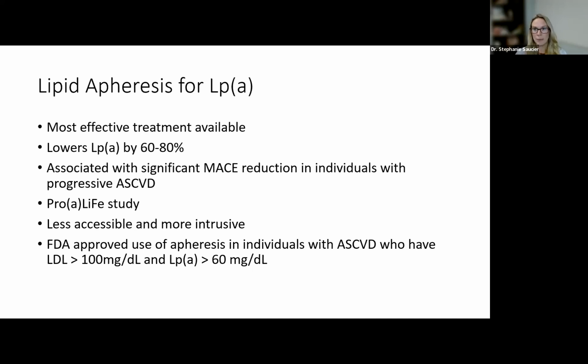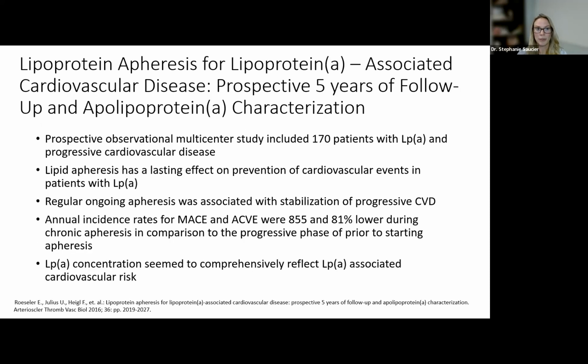Now, the problem with lipid apheresis is it's less accessible and it is more intrusive to the patient's day-to-day life. My patient comes in weekly for her sessions. The FDA has approved the use of apheresis in individuals with ASCVD who have an LDL of greater than 100 and an Lp(a) of greater than 60 milligrams per deciliter. This paper also illustrates that.